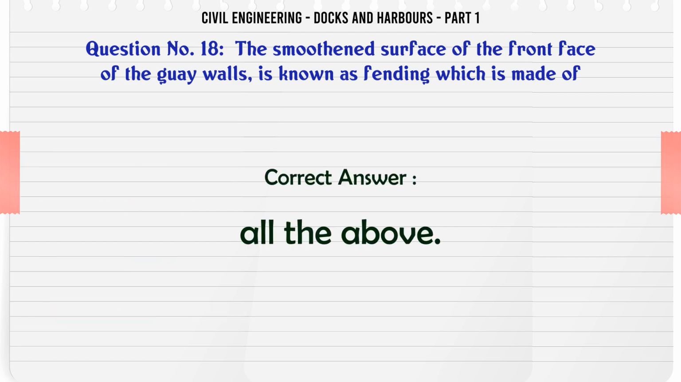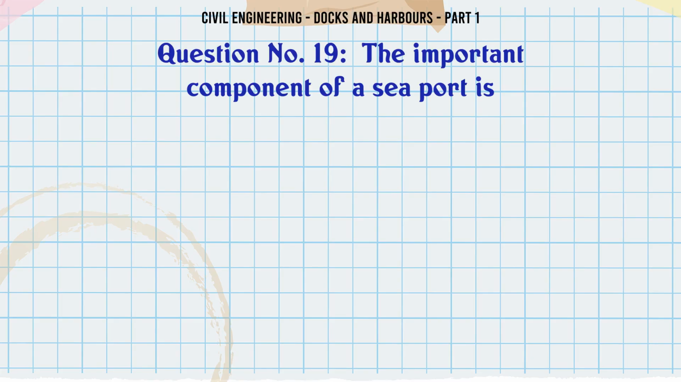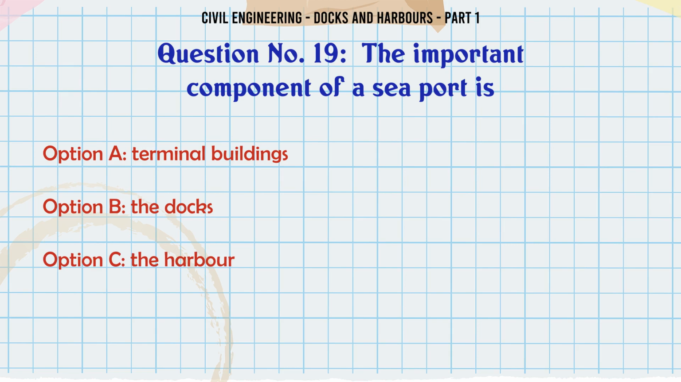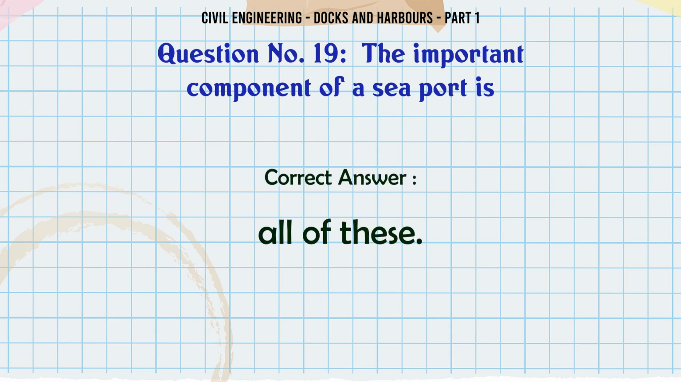The correct answer is all the above. The important component of a seaport is: A. terminal buildings, B. the docks, C. the harbor, D. all of these. The correct answer is all of these.